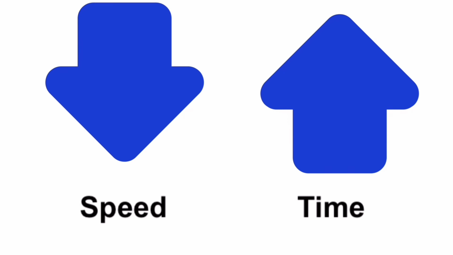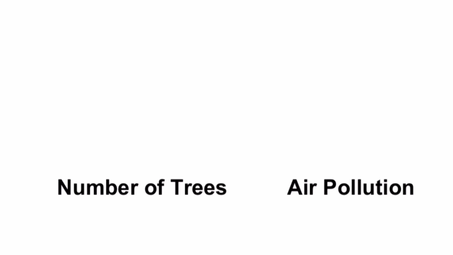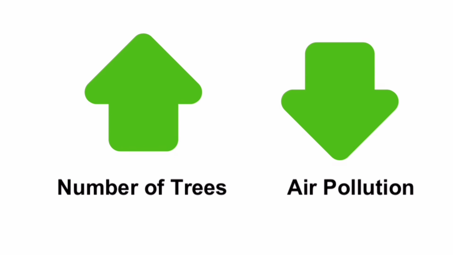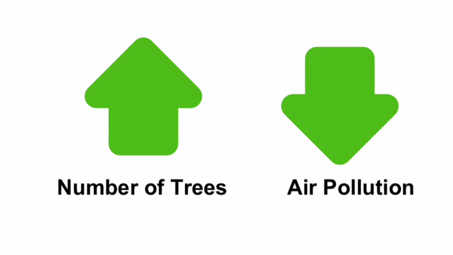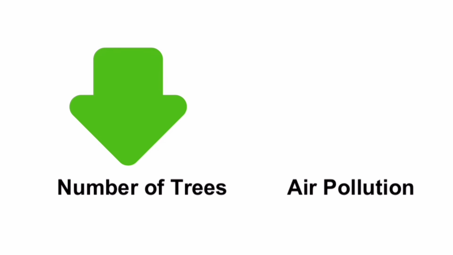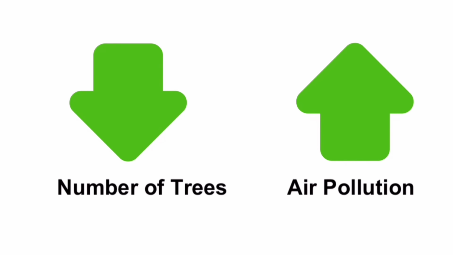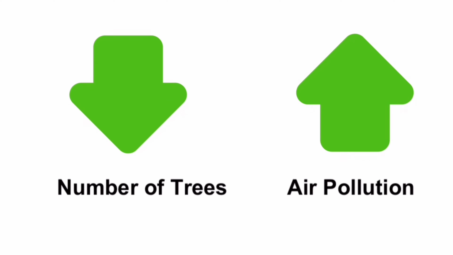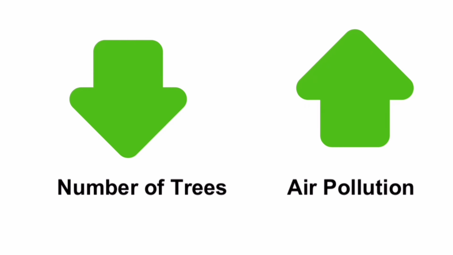Now let's look at another example. Number of trees and air pollution in a given area are inversely proportional to each other, which means that if the area has more trees, then it has less pollution. On the other hand, if that same area has fewer trees, then it has a higher probability of getting air pollution. And so again, these two are inversely proportional to each other.